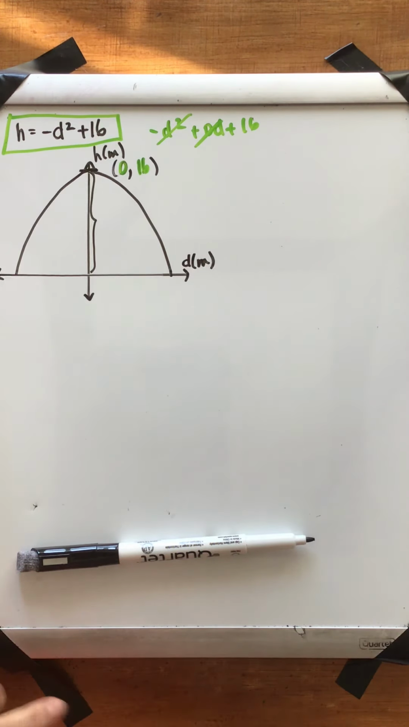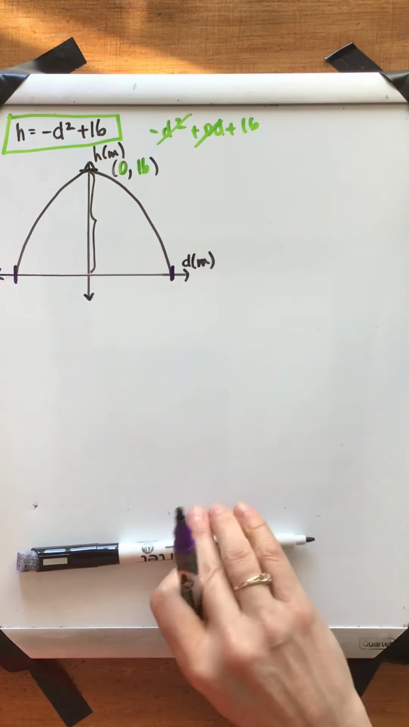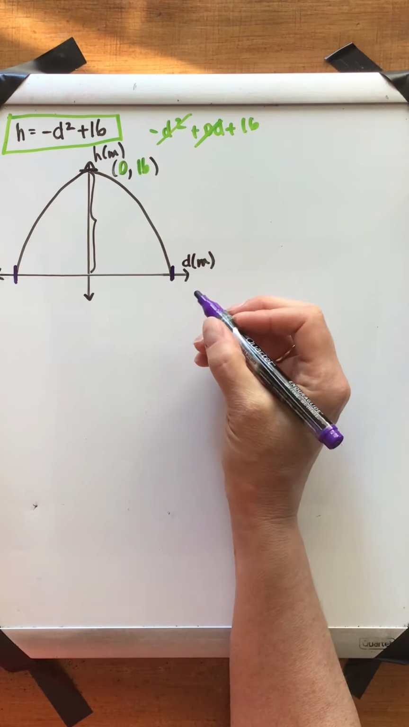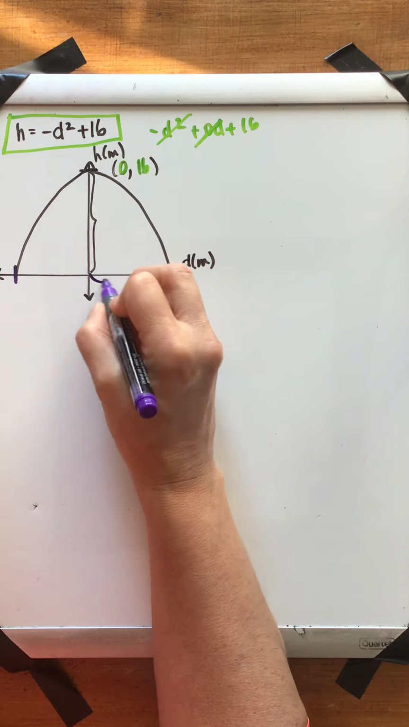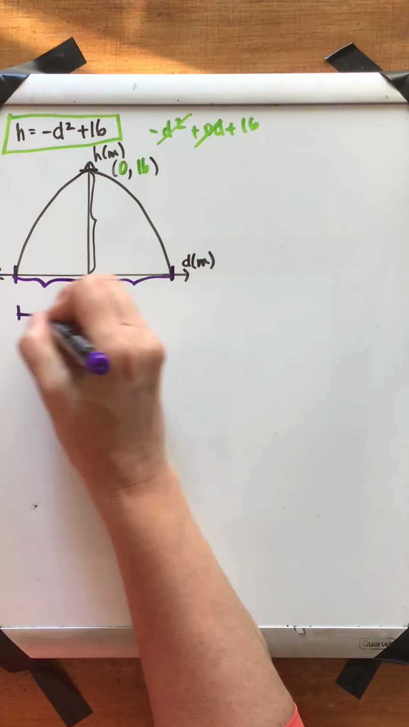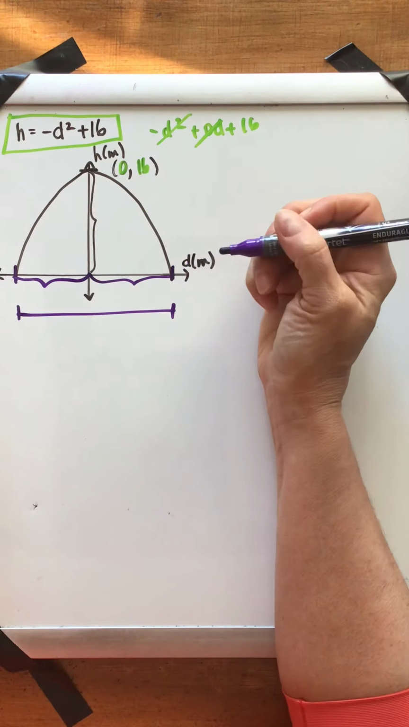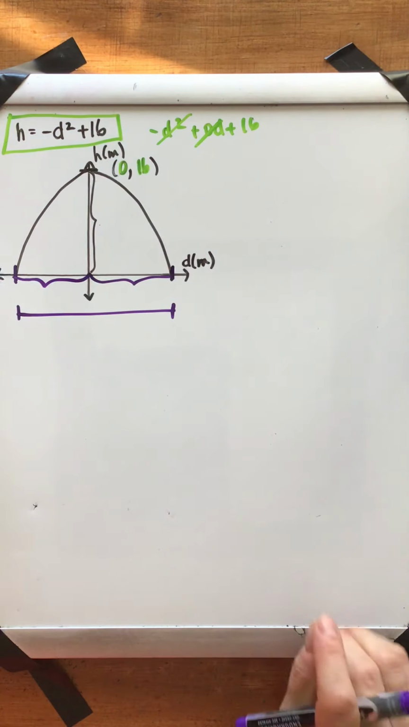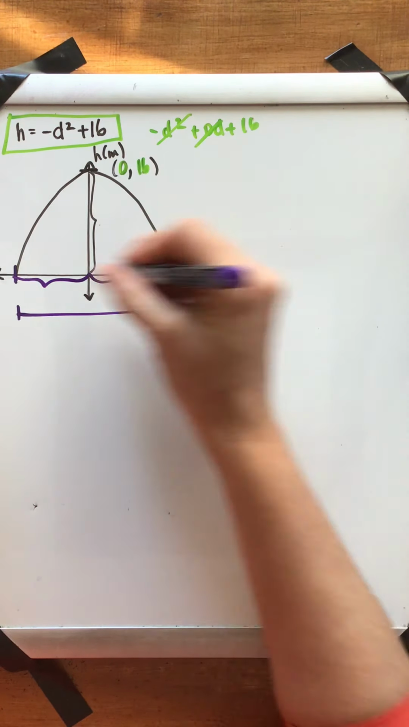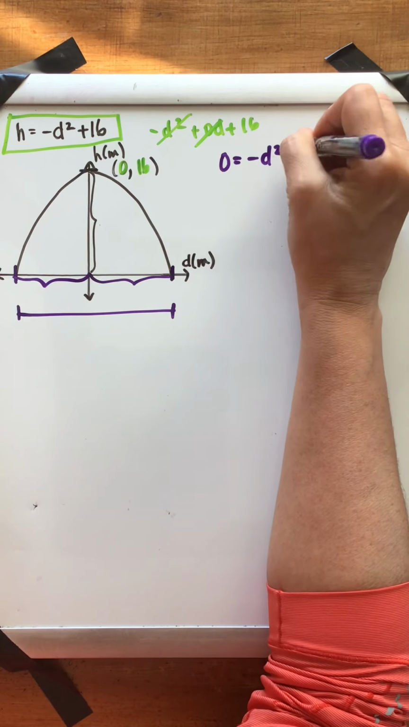How wide is it? Well, the width is going to be taking us from here to here. And again, we've got it centered about the y-axis, or the y-axis is the axis of symmetry. So if we could find the distance from here to here and from here to here and put them together, we would know how wide it is. Because these parts of the parabola are touching the ground, these are the roots. So is there a way that we could solve for the roots? Sure. Let's let h be equal to 0, since there's no height there. 0 is equal to negative d squared plus 16.